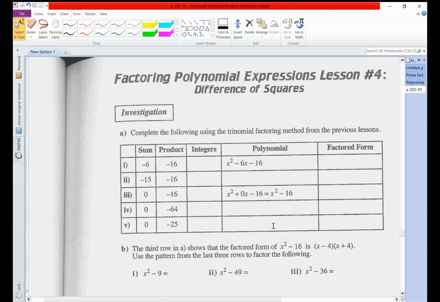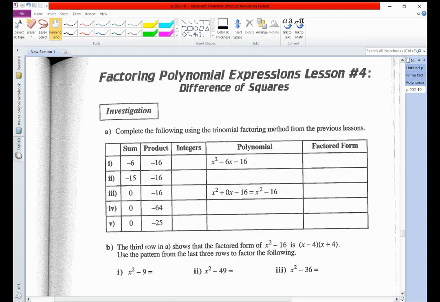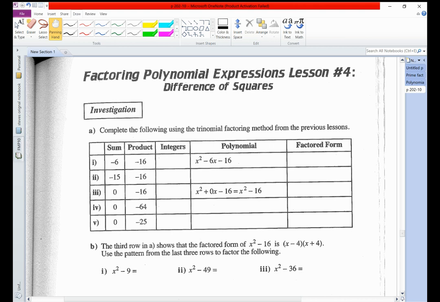Hello and welcome everybody. Today we are looking at factoring polynomial expressions, lesson number 4. So we have looked at factoring trinomials through inspection, and this is the same idea, but it's just a bit of a different circumstance. So I will get started and show you what's going on.